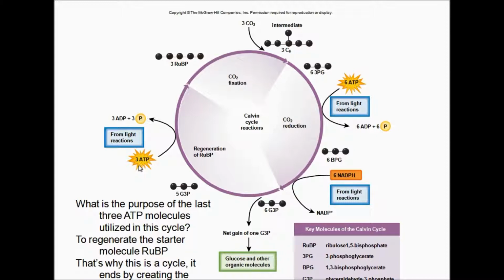So what is the purpose of the last 3 ATP molecules utilized in this cycle? Whoa, to turn this into that. So we end up regenerating our starter molecule, so this is a whole cycle and it starts again by adding that 3 ATP right there. We want to turn this into that. That's why.